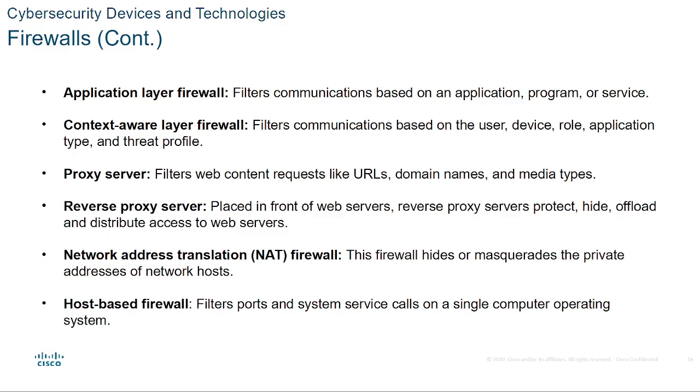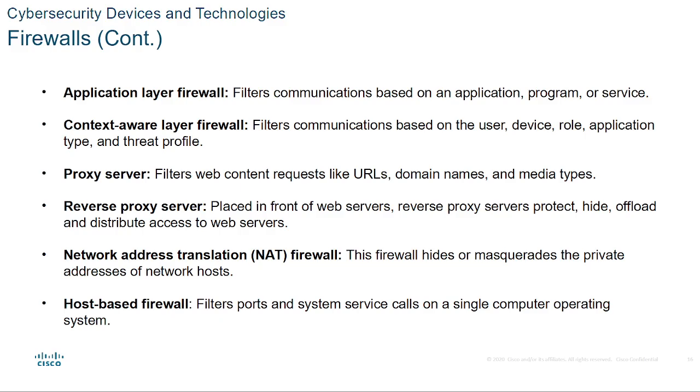There's also application layer firewall. So this one filters communication based on an application, program, or service. There's context aware layer firewall. So this one filters communication based on the user, device, role, application type, and threat profile. There's also proxy server. So proxy server filters web content requests like URLs, domain names, and media types. There's reverse proxy server. So reverse proxy servers are always placed in front of web servers.